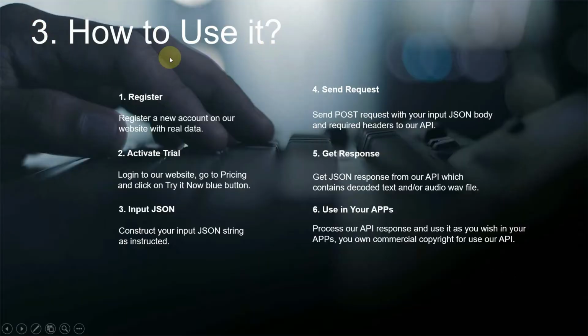How to use it? Register a new account on our website with real data. Log in to our website, go to pricing and click on the Try It Now blue button. Construct your input JSON string as instructed. Send a post request with your input JSON body and required headers to our API. Get a JSON response from our API which contains decoded text and or audio wave file. Process our API response and use it as you wish in your apps. You own commercial copyright for use of our API.